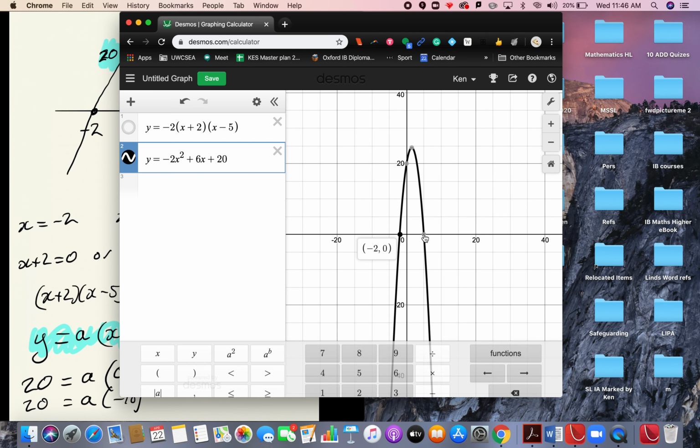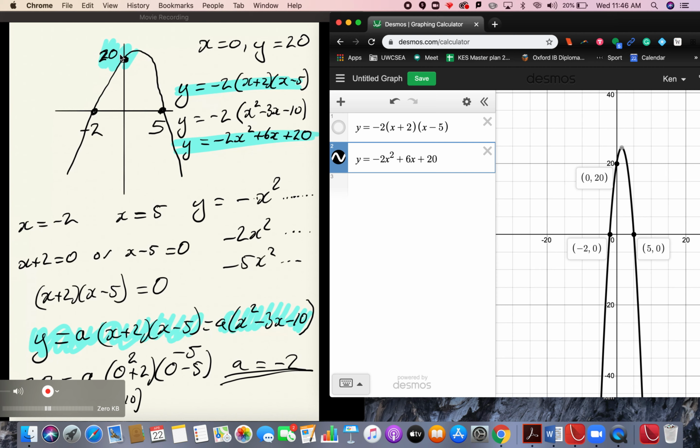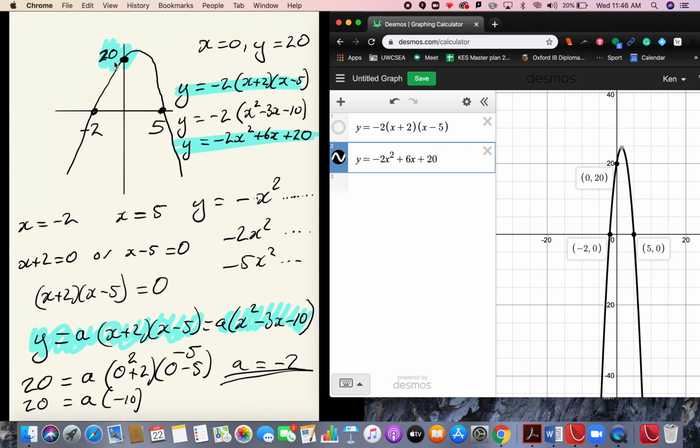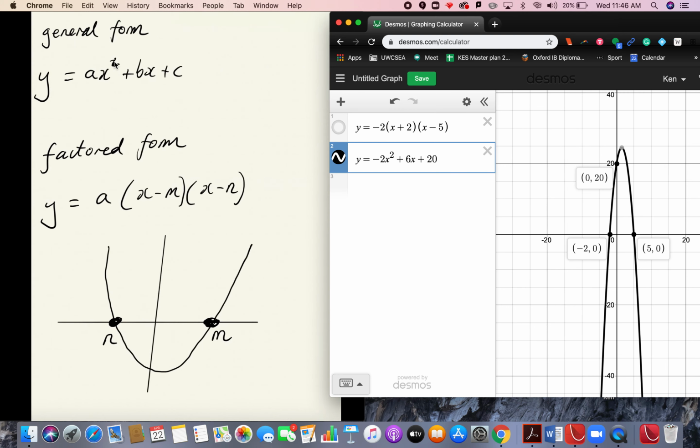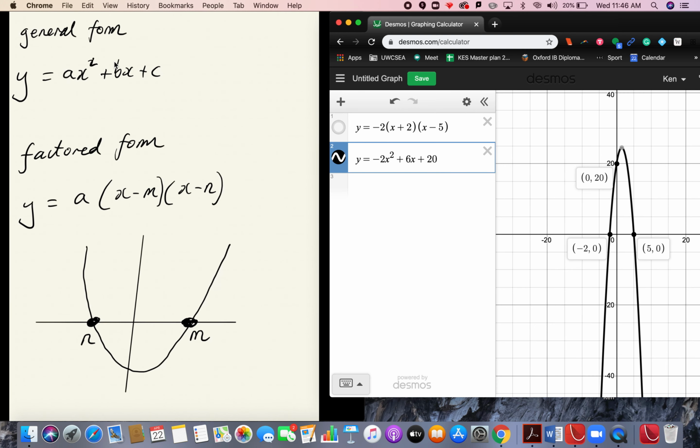So that's how to actually go from a picture of a quadratic graph, given the zeros and one other point on it. Now if we go back to the iPad, we can go to the summary. The summary is this little slide here. This version is the general form of your quadratic. We know that.